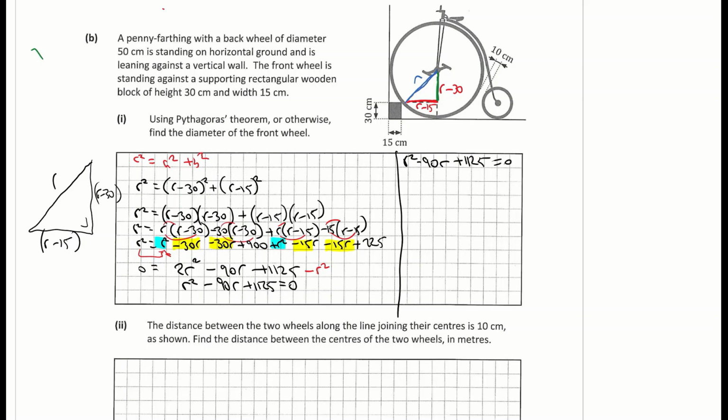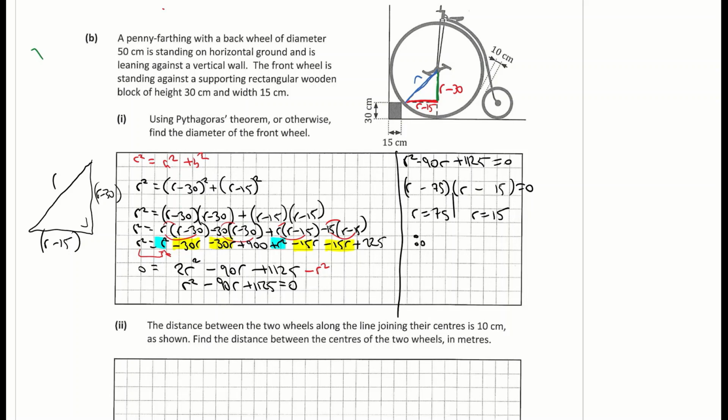The factors here to multiply to 1125 and add to 90 are 75 by 15. So r minus 75 multiplied by r minus 15: two minuses will multiply to a plus, and 75 plus 15 will give me minus 90. So solving both of those for r, that'll give me r is equal to 75 and r is equal to positive 15. So it wants us to use Pythagoras' theorem to find the diameter of the wheel.